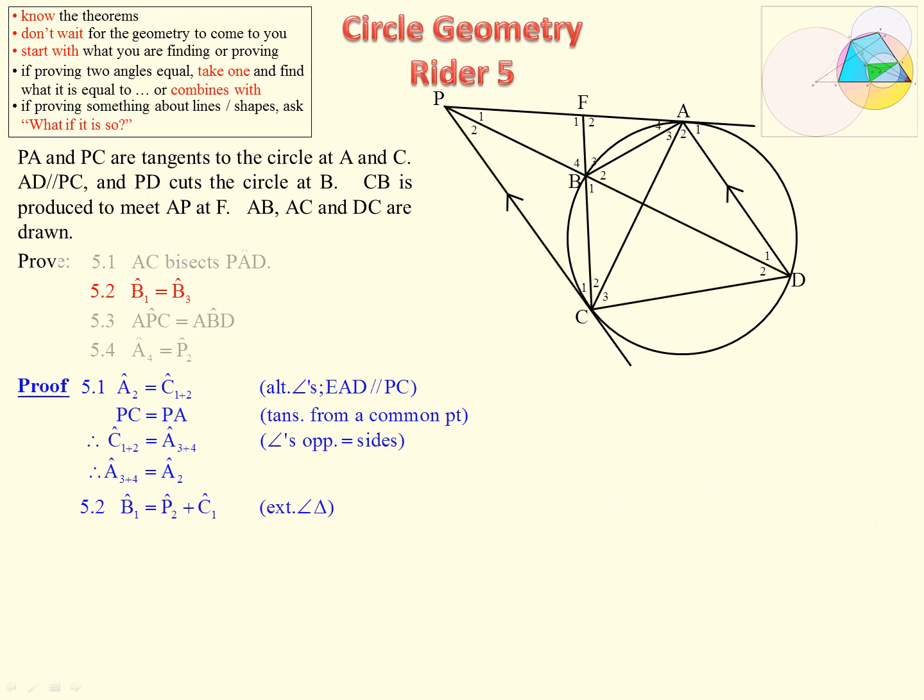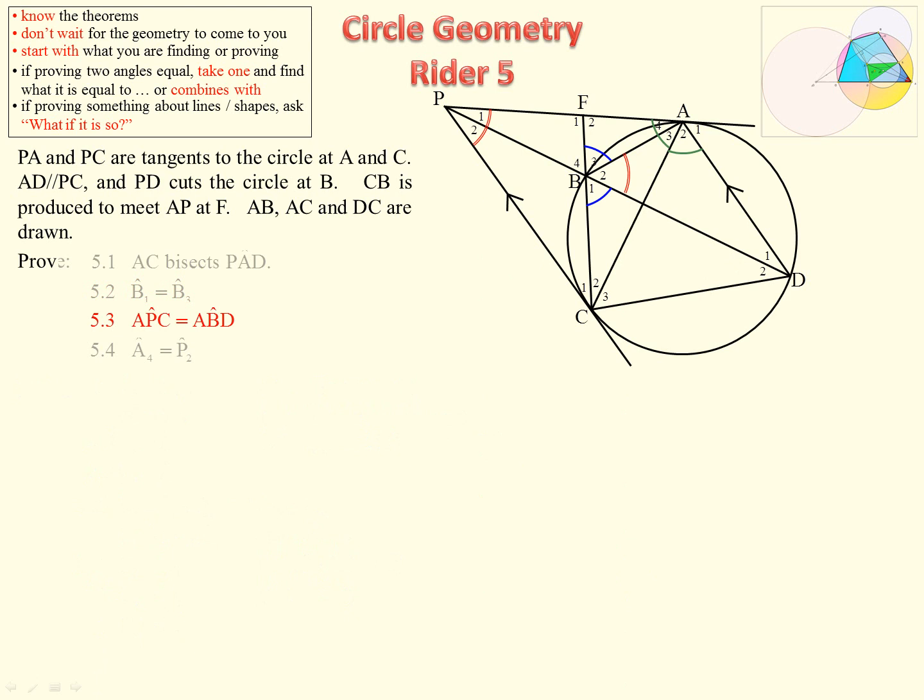So my proof: B1 equals P2 plus C1, so this equals those two. Now I'm going to break it up. B3 equals D1 and 2, but P2 equals D1, alternate angles, parallel lines, and C1 equals D2, tan chord. So I've said that equals that, that equals that, those are equal, therefore B1 and B3 must be equal to one another. Next part of the proof.